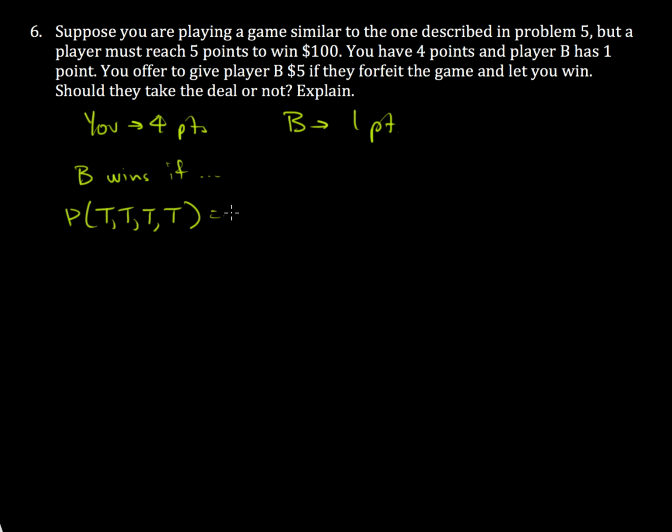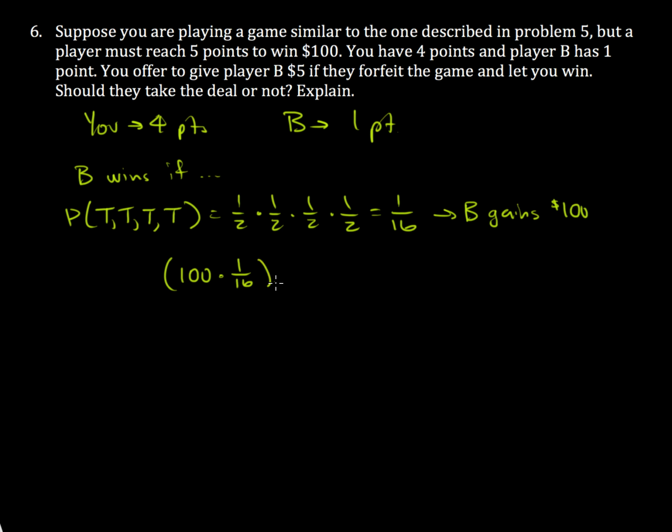Well, the probability of that happening is 1/2 times 1/2 times 1/2 times 1/2, right? It's a 1/2 chance for each one of these flips to end up as tails. So that turns into a probability of 1/16. Now their expected value, their expected gain, would be $100 because if this happens, B gains $100. So that's a $100 gain for this outcome, with a 1/16 chance of it happening, which works out to be an expected gain of $6.25.